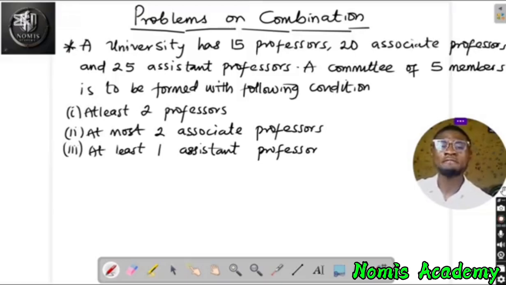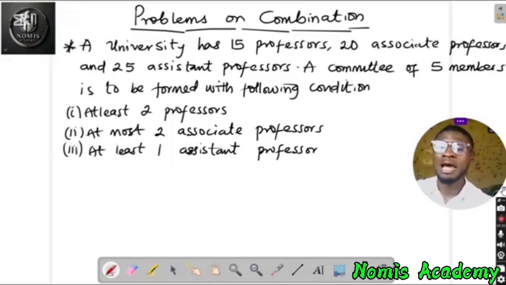What we're going to do is treat cases for the conditions given. Condition number 1 says at least 2 professors, which means we could have more than 2 professors selected. Condition number 2 says at most 2 associate professors, so we cannot take more than 2. That is, we could take 1 or 2 associate professors, so the cases of 1 and of 2 must be treated.